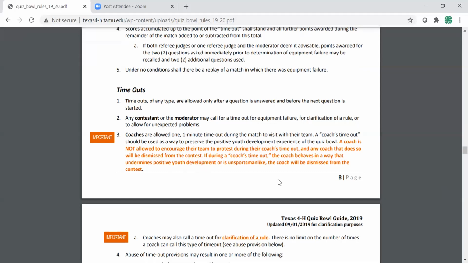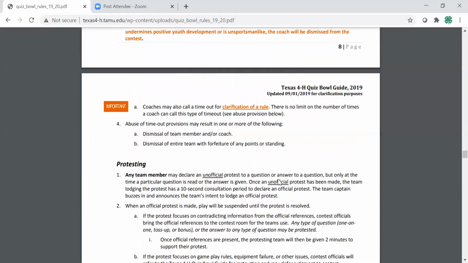You're not allowed to encourage the team to protest during the timeout. The timeout should be used for positive youth development and some encouragement. Coaches may also call a timeout for clarification of a rule. There's no limit on that. We want to make sure everyone's clear on rules.